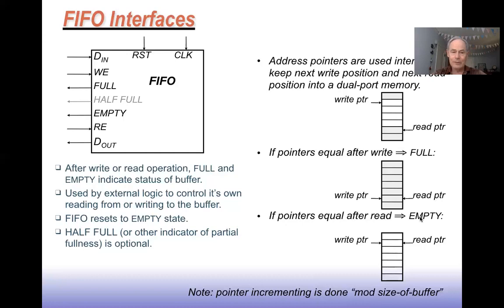So you can imagine there's just simple combinational logic circuits that look at the values of the read and write pointers and can generate the full or the empty signals accordingly. Right. So the control logic for a FIFO is pretty simple. There's some combinational logic for generating the full and empty, and then there's some counters that give us the function of these pointers.